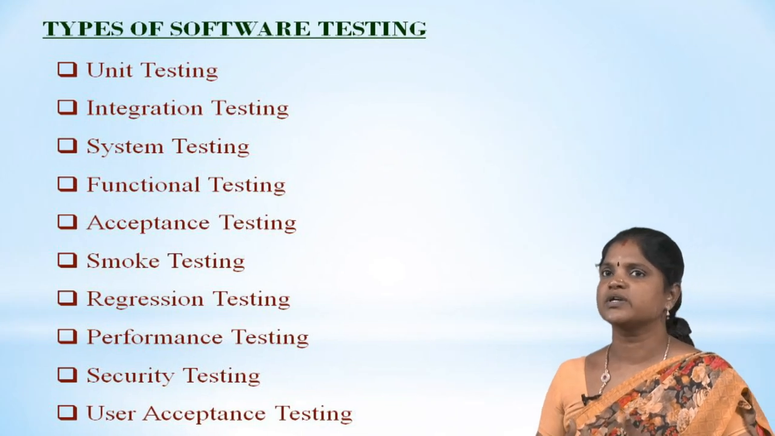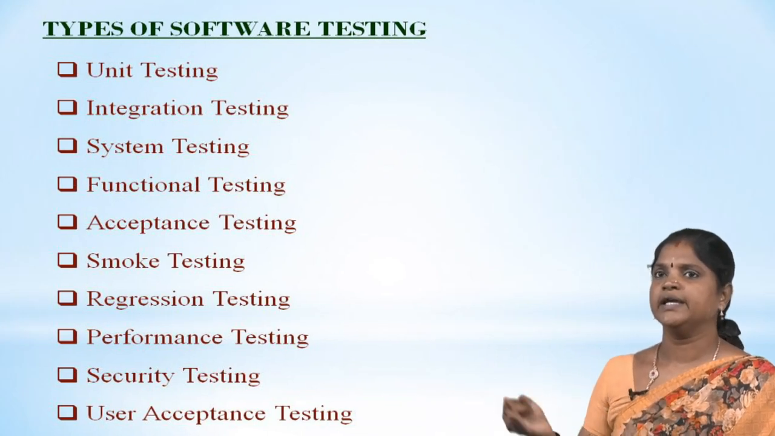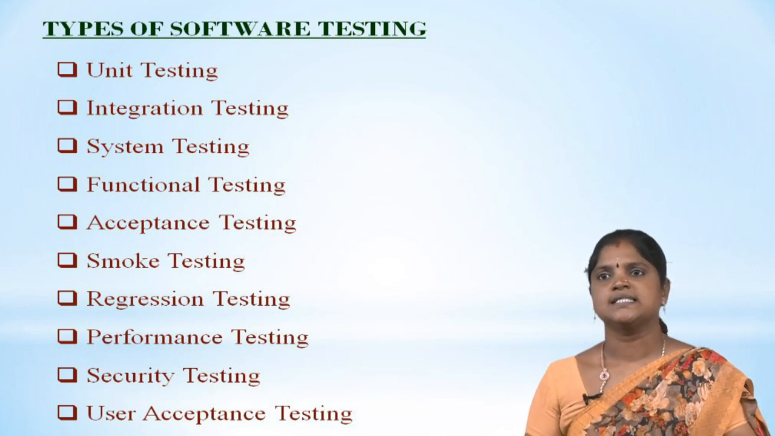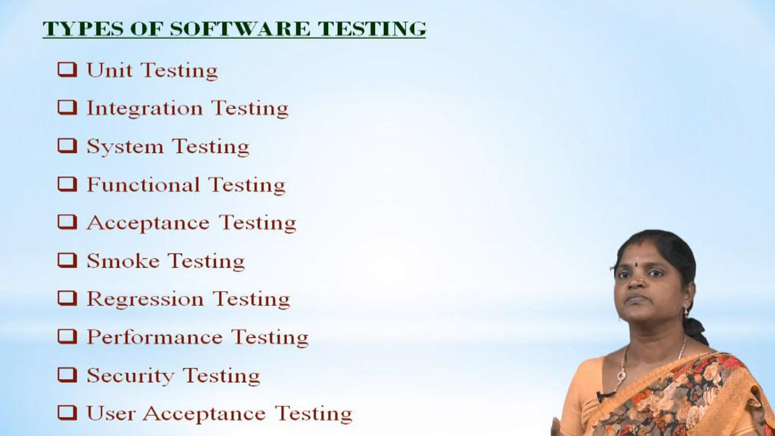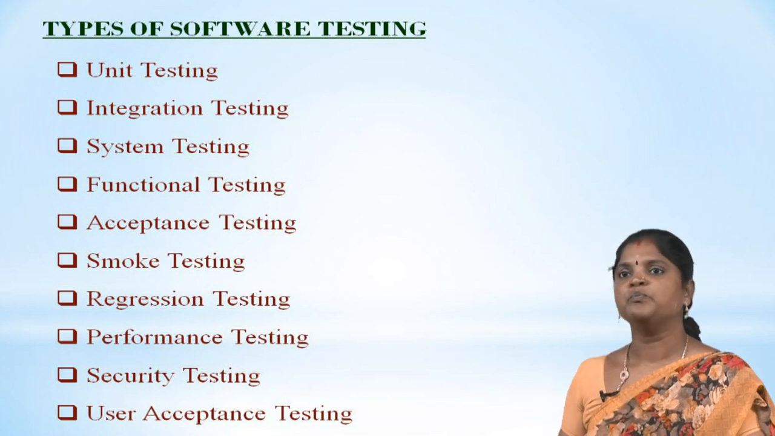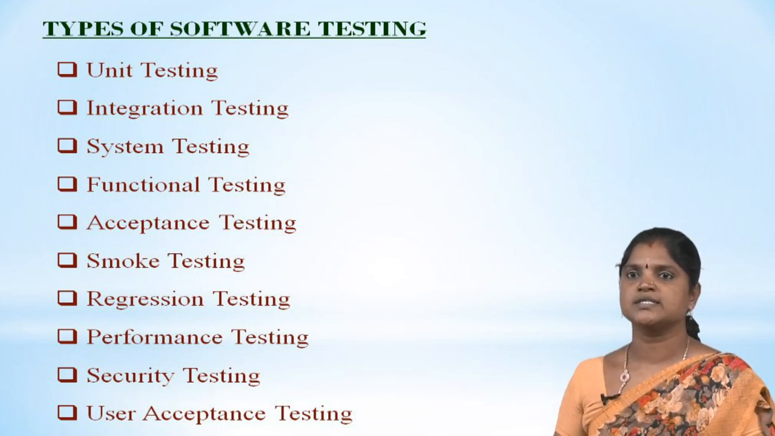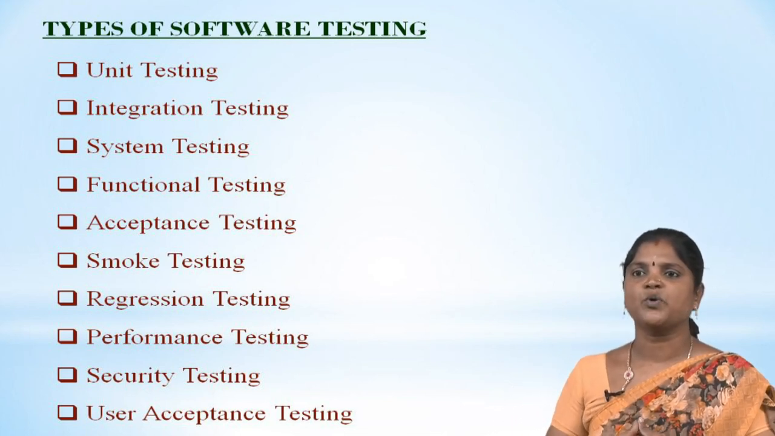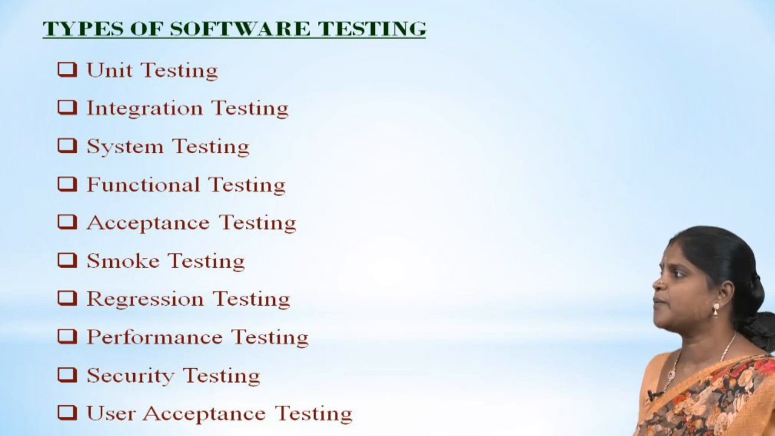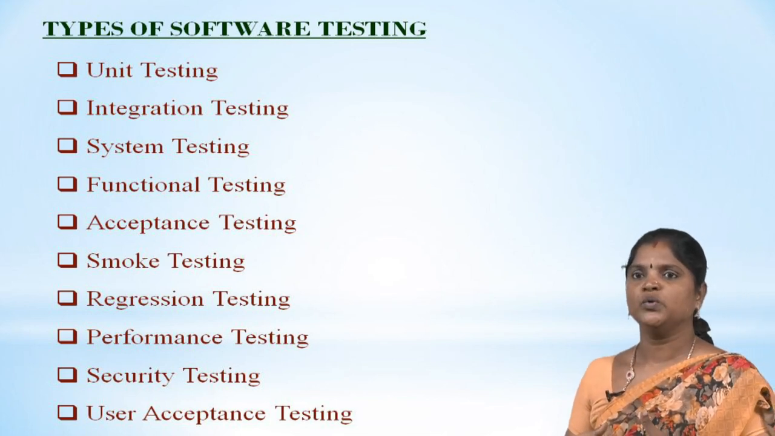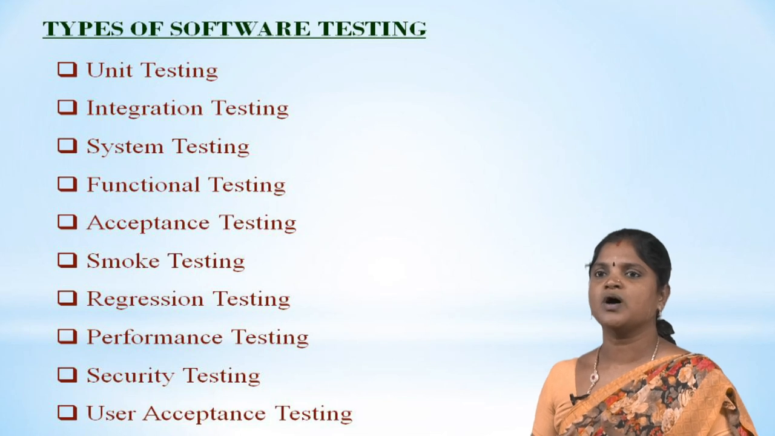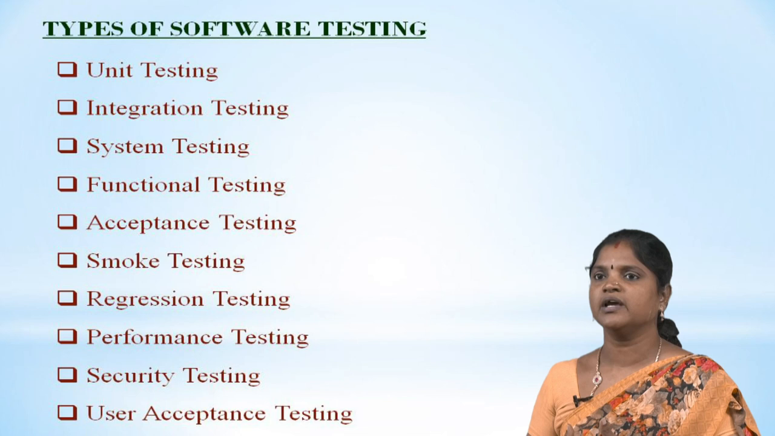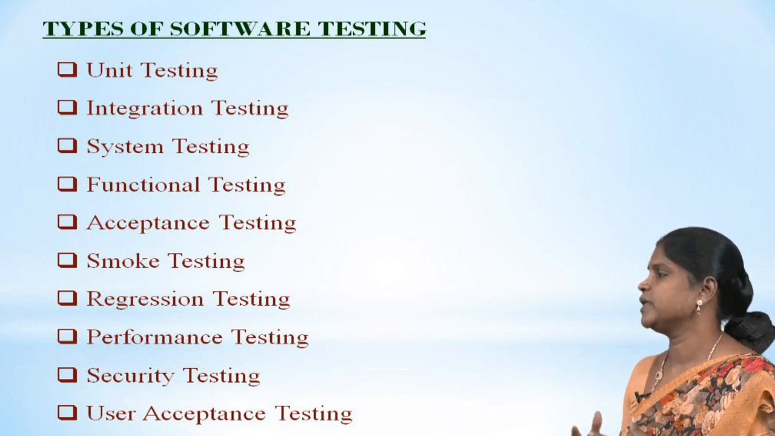What are the types of software testing? Unit testing, integration testing, system testing, functional testing, acceptance testing, smoke testing, regression testing, performance testing, security testing, user acceptance testing. Testing is nothing but the process of executing a program to find errors, to make our software perform as it should, error-free. If testing is done successfully, it will remove all the errors from the software.